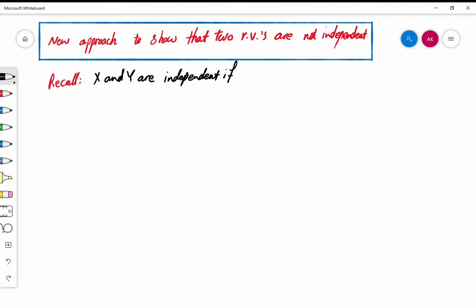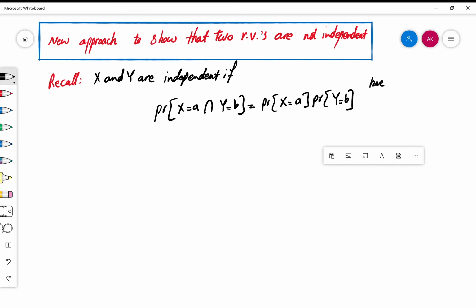if you remember, for any value a of X and for any value b of Y, the probability of the intersection of the events is equal to the product of the probabilities, P(X = a) times P(Y = b), and this should be true for all a values of X and b values of Y.